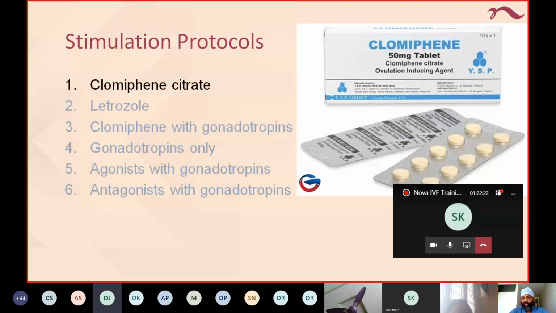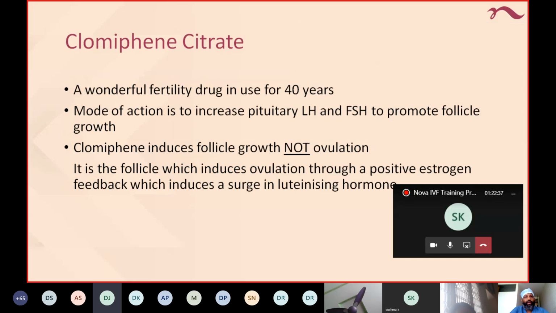A lot of our senior colleagues and senior doctors in this group will know that for years, maybe 20 years or decades, they have been using clomiphene citrate and they are so used to this drug. Very old drug, very friendly drug, and many people have benefited just by using clomiphene citrate. This is a wonderful fertility drug, in use for the past 40 years. The main mode of action is to increase the pituitary LH and FSH to promote follicular growth.